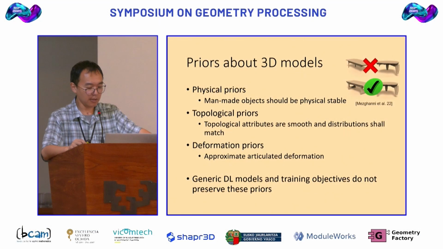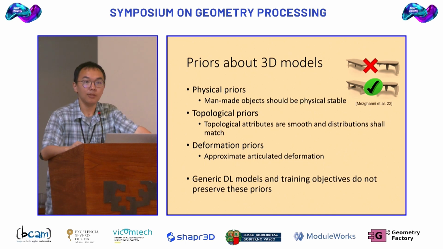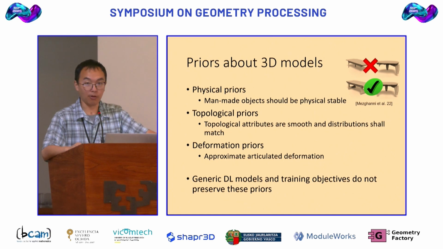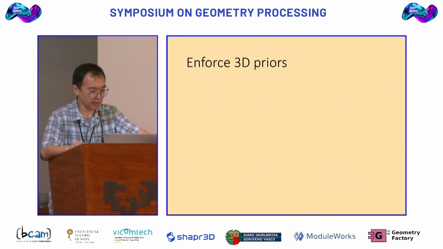Now, if we use generic deep learning models and training objectives, very similar to how solid models do not preserve straight line structures, you're not going to preserve those more advanced structures. But they are very important, so we do need to preserve those structures in generative models. That is what this tutorial is about: how to enforce those priors.